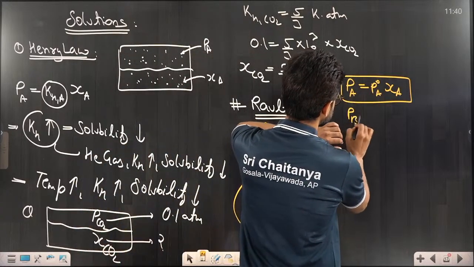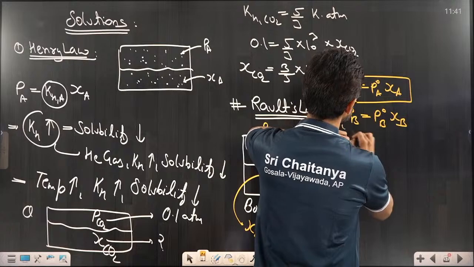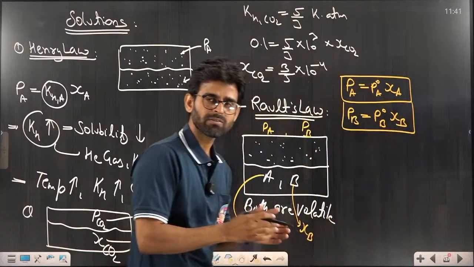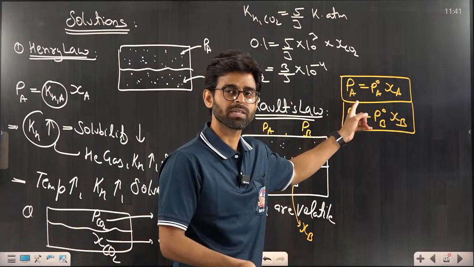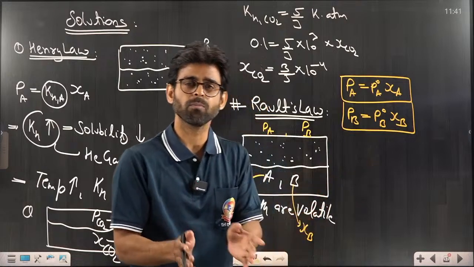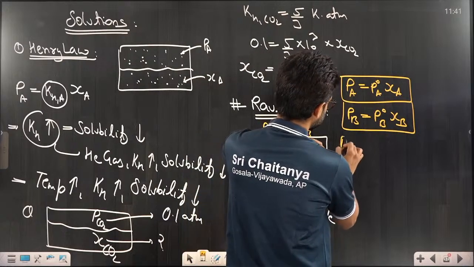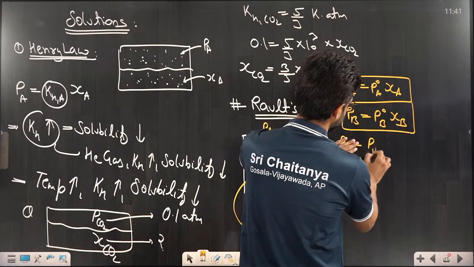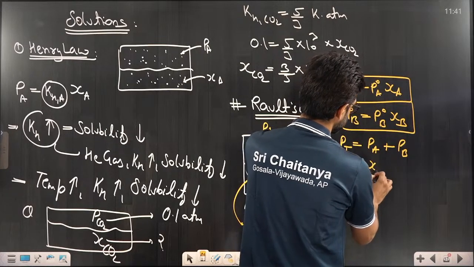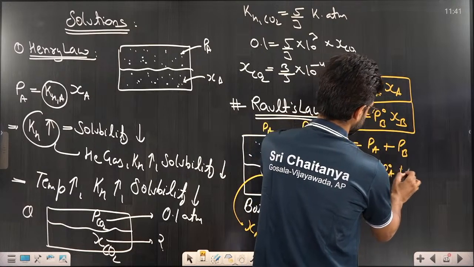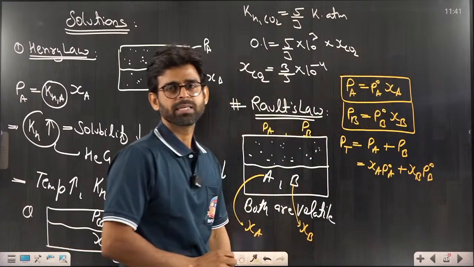Similarly, PB is P naught B into XB. This is again Raoult's law. I'm saying once again, the partial pressure of A will be directly proportional to the mole fraction of A in the solution, and similarly for B. I can find the total pressure PT, which is PA plus PB. PA is XA P naught A, and PB is XB P naught B.